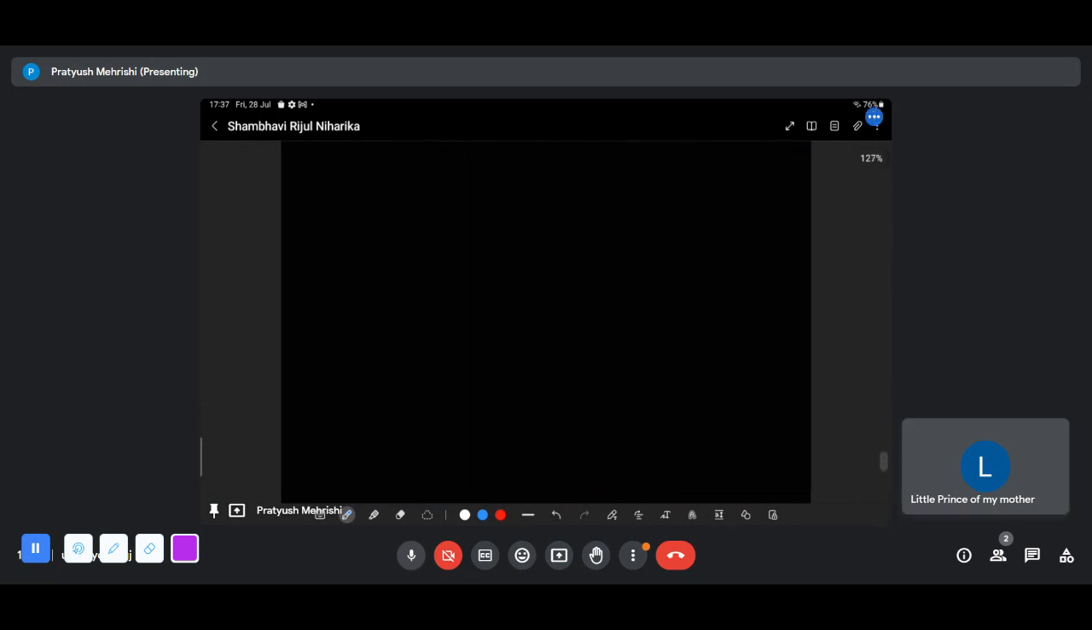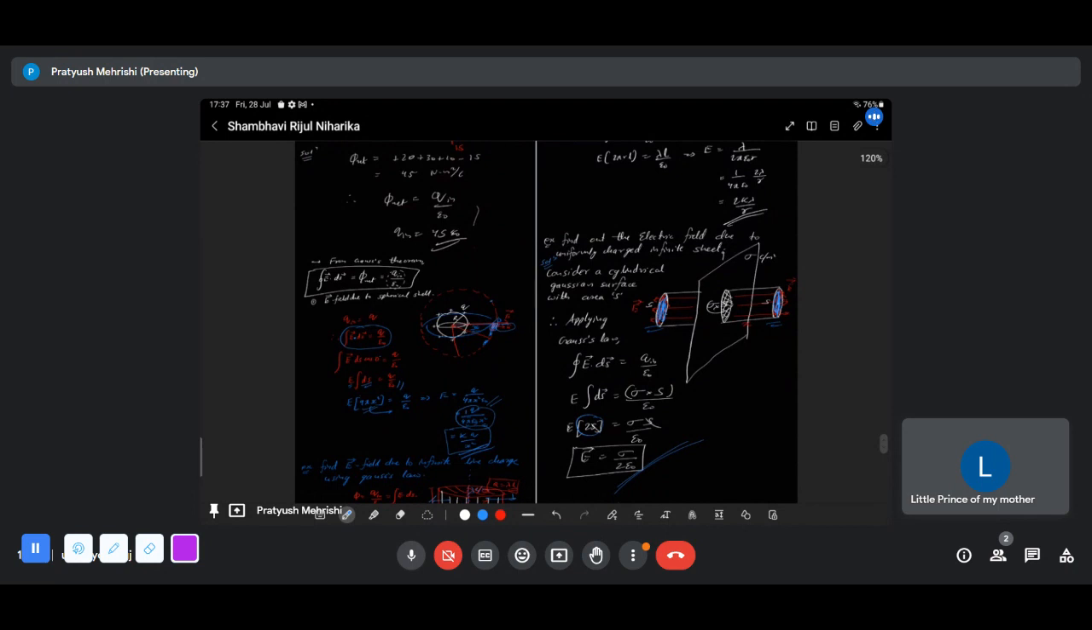Copied. Now, so this was Gauss law, and at this point, our first chapter is completed.